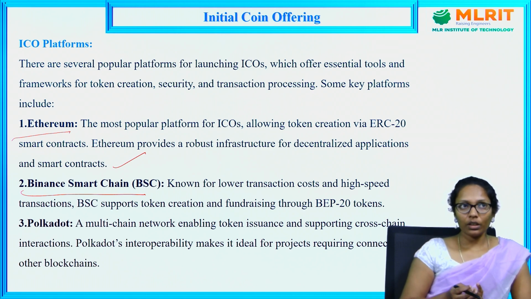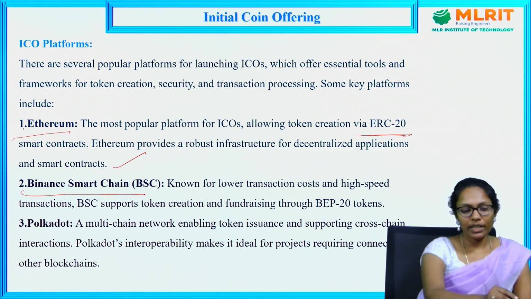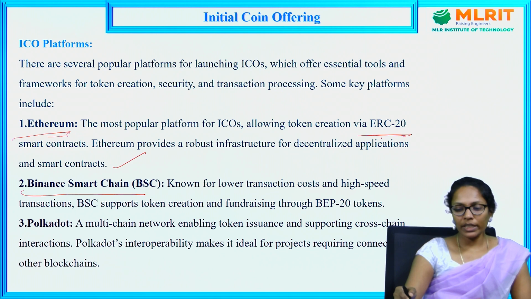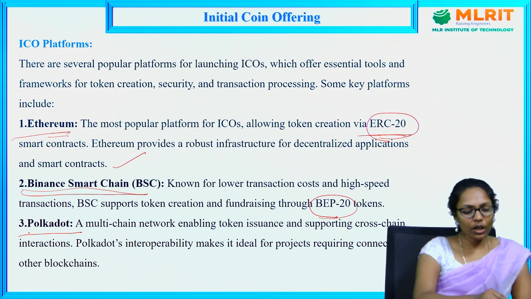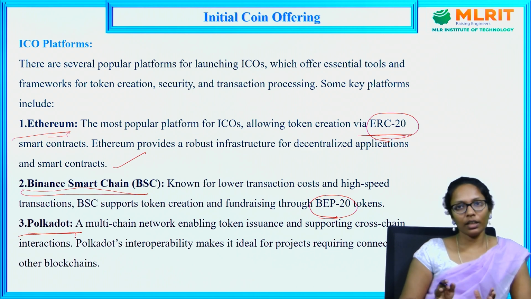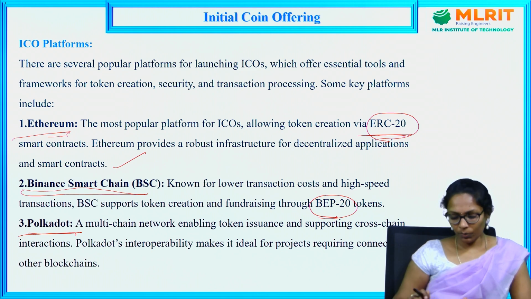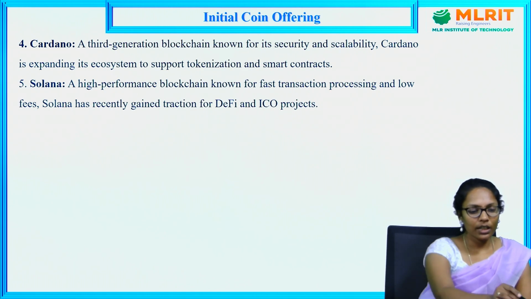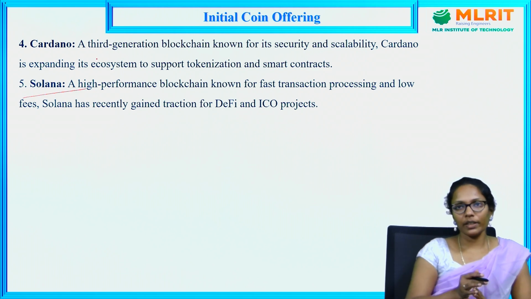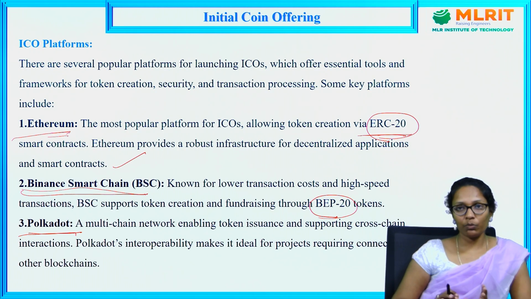Even when using an existing platform like Ethereum, we need to create our own token, right? To create the token, you use some standards. On the Ethereum platform, you use ERC20. On Binance Smart Chain, we use the BEP20 standard. Next is Polkadot, another platform using which you can start an ICO. Next is Cardano and next is Solana. These are the different existing ICO platforms through which you can start your new ICO.